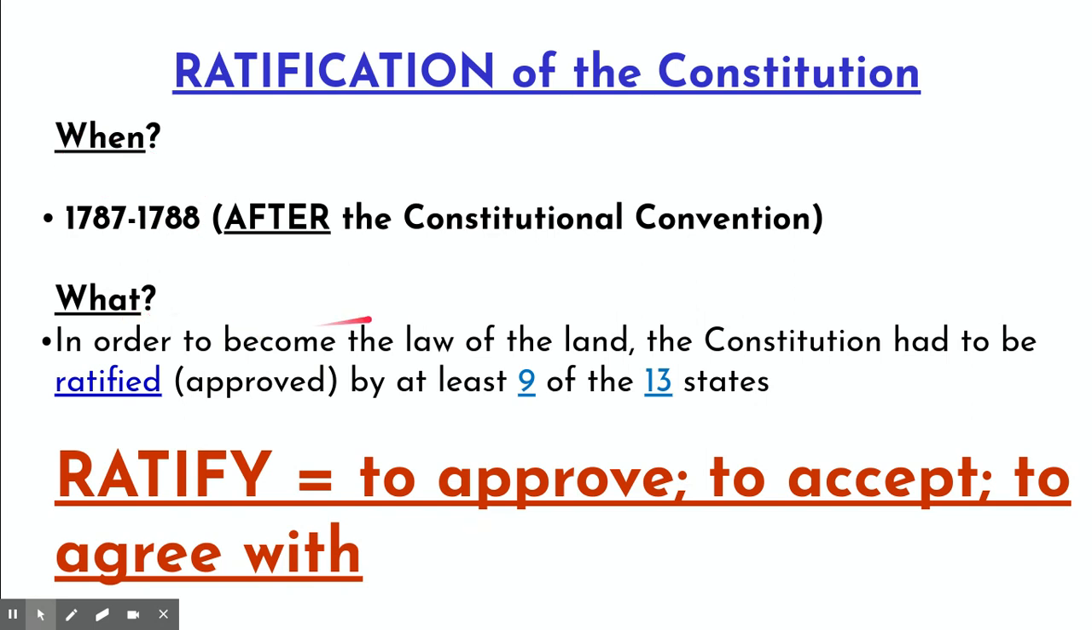What: in order to become law, the law of the land, the Constitution had to be ratified or approved by at least 9 of the 13 states. Hint, hint, hint: blue underlined words or numbers are key. And ratify means to approve, to accept, to agree with. You don't need to write all of them, but you need to get the idea there.